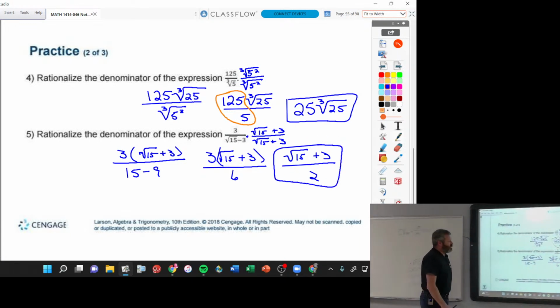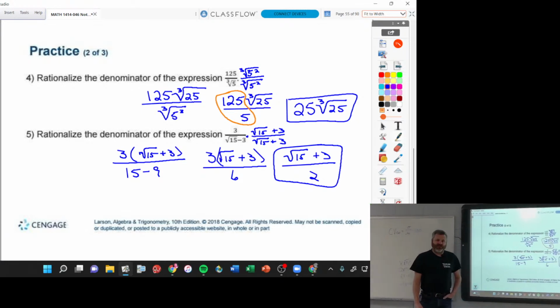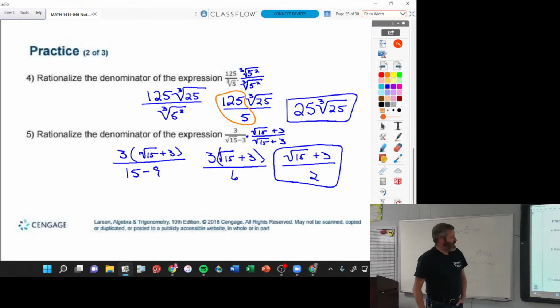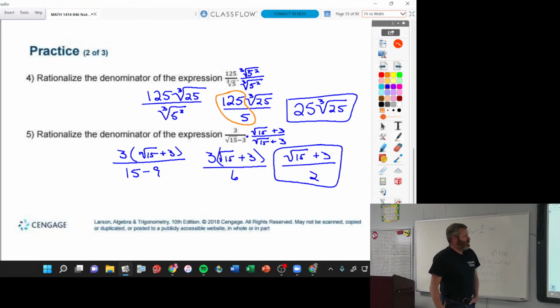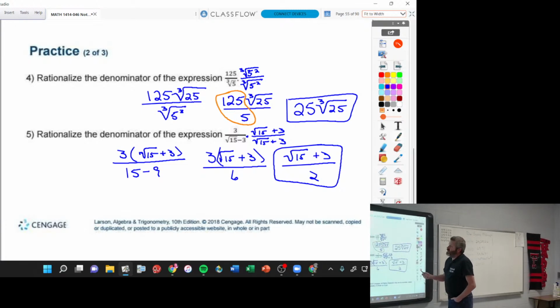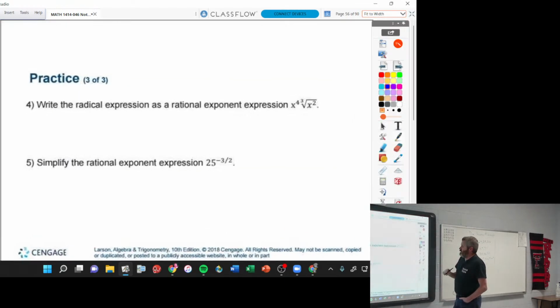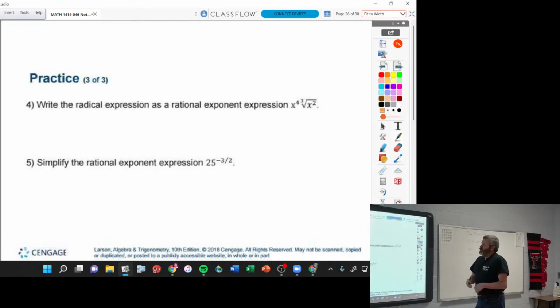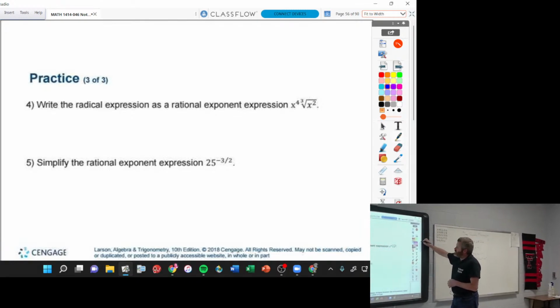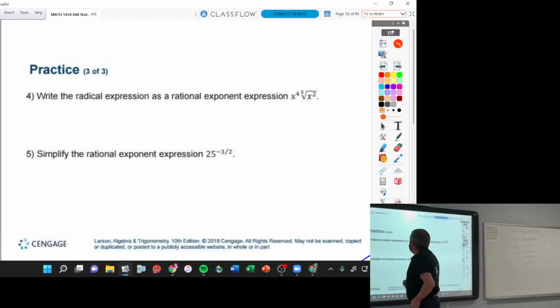And you might notice that when I worked this problem, I never distributed that 3 at the beginning. I mean, sure, I could have distributed that and got 3 root 15 plus 9 all over 6. But many times when you're doing problems like this, canceling is a possibility. So it's best to not multiply out until later. Because when things are factored, that's when you can cancel.